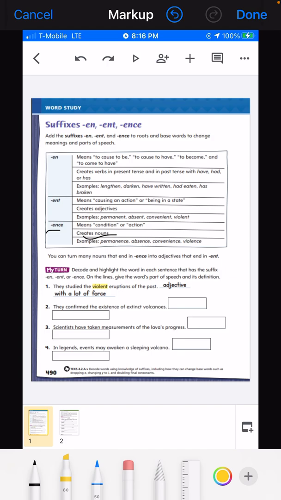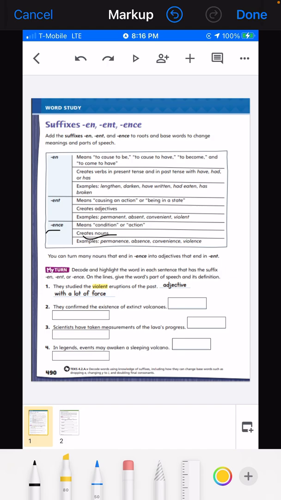So in example number 1, it says they studied the violent eruptions of the past. We see violent ends in ent. Ent creates adjectives. What kind of eruptions? Violent eruptions. So we know that that's actually correct. It is an adjective, and then we see that they put the definition.